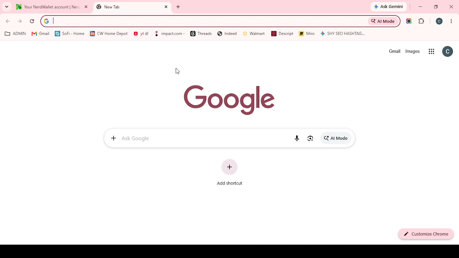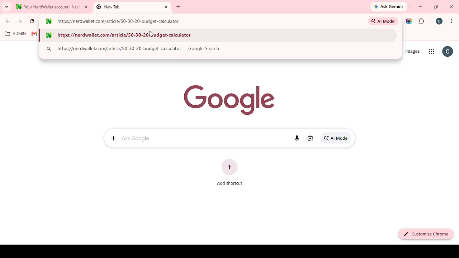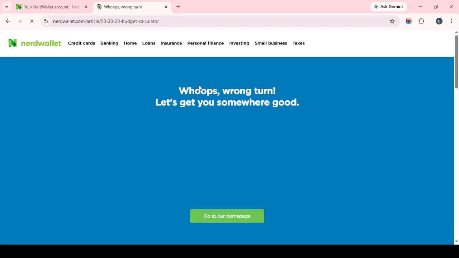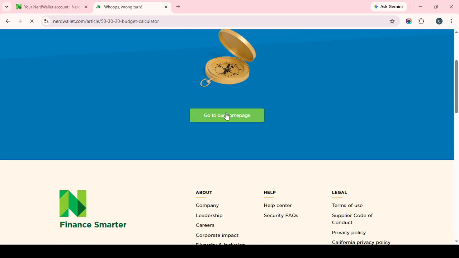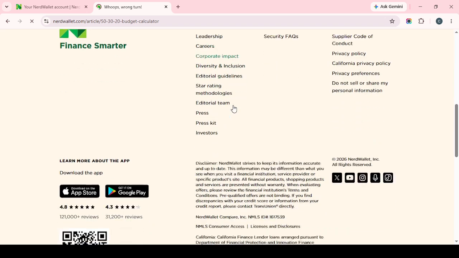This calculator is designed to help you quickly understand how your monthly take-home income can be divided using the popular 50-30-20 budgeting method. It's a simple budgeting framework that separates your money into three main categories, making it easier to see how much you may want to spend, save, or reserve for essential expenses.